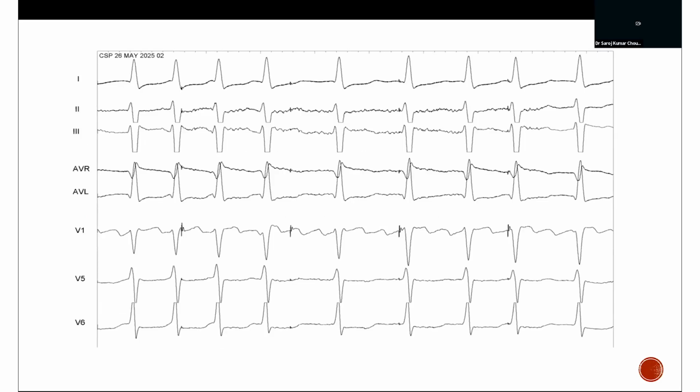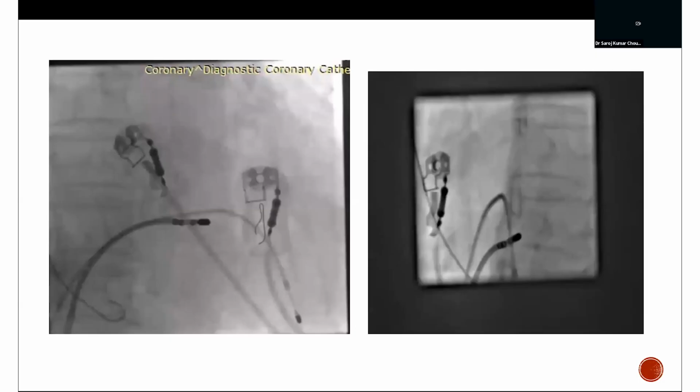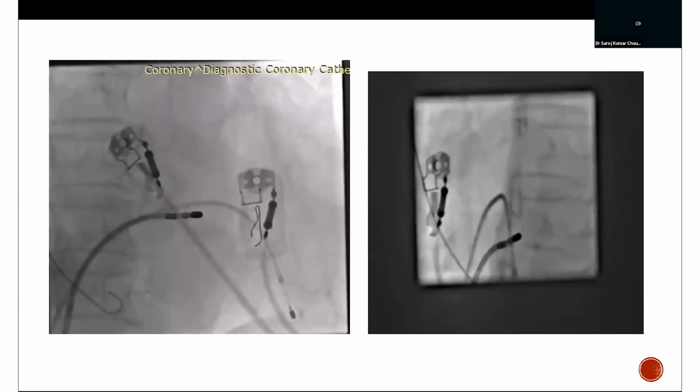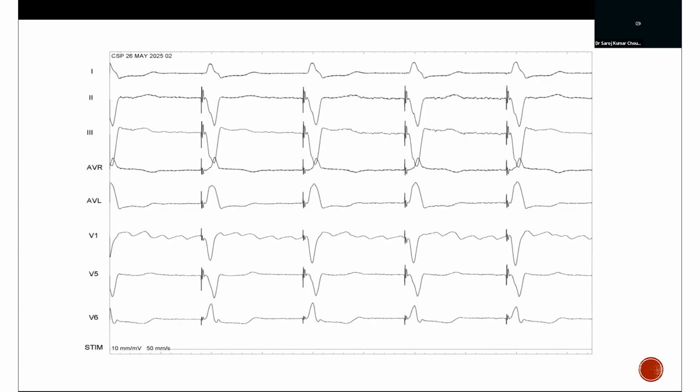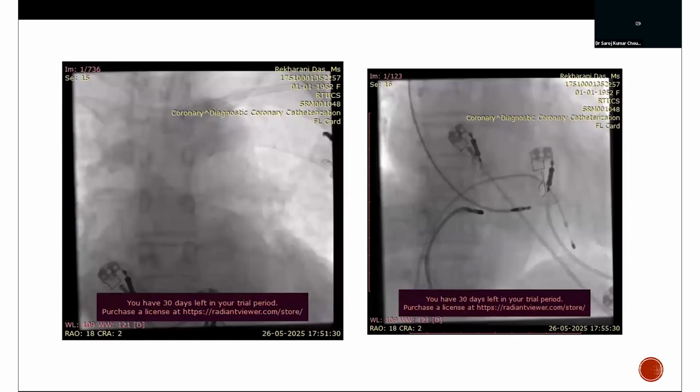This was the baseline ECG. Then we performed an AV node ablation. And this is the after-ablation ECG. So now I am going to demonstrate conduction system pacing step by step with the fluoro and the EP-guided methods.